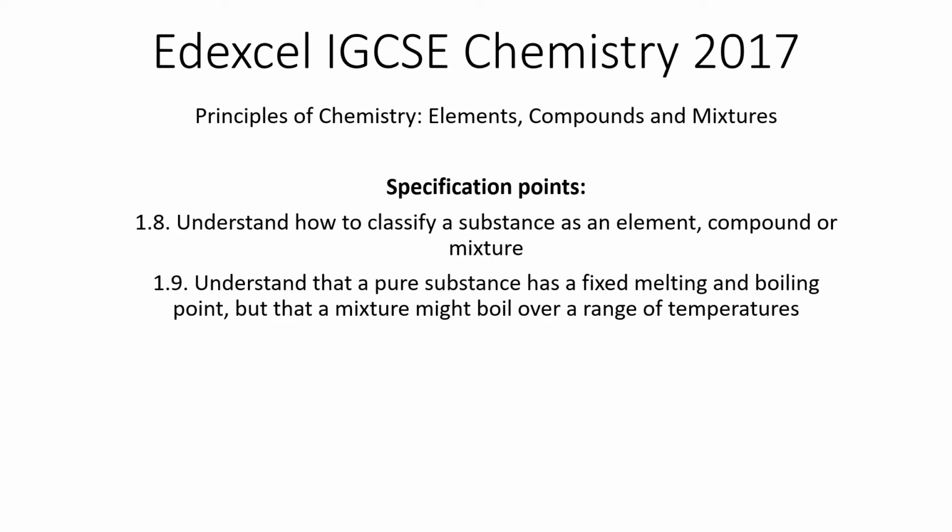Today we'll be working through specification points 1.8 and 1.9 of the Edexcel IGCSE Chemistry specification. By the end of this video, you should be able to confidently tick off these 2 points on your revision checklist. Specification point 1.8. Understand how to classify a substance as an element, compound, or mixture. And 1.9. Understand that a pure substance has a fixed melting and boiling point, but that a mixture might boil over a range of temperatures.